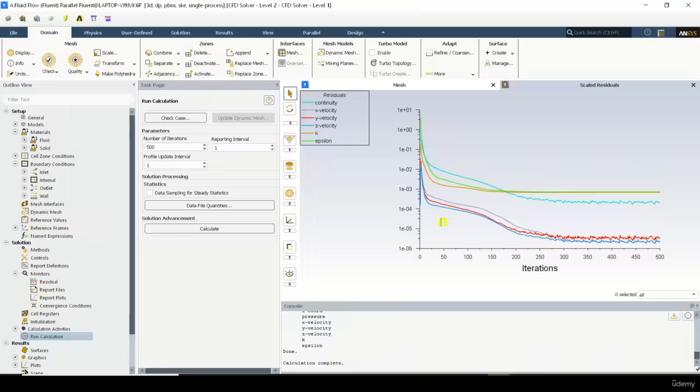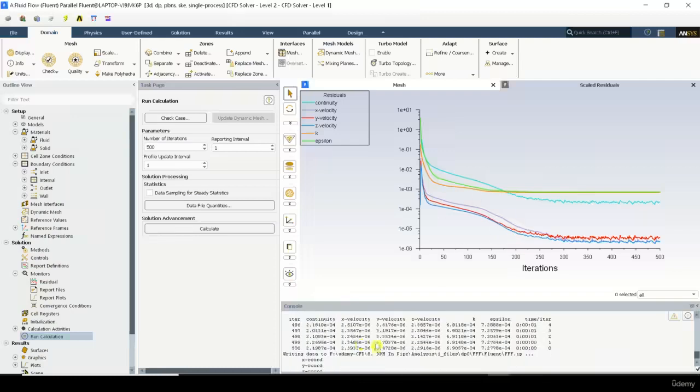Fine, the simulation is completed right now, and you can see that almost all the equations of momentum have converged. I mean, they have reached a level of 1e-6. That is a good thing. But unfortunately, the continuity equation has reached a level of 1e-4. It wasn't moving below this. And you can see this graph over here. It is straight and constant.